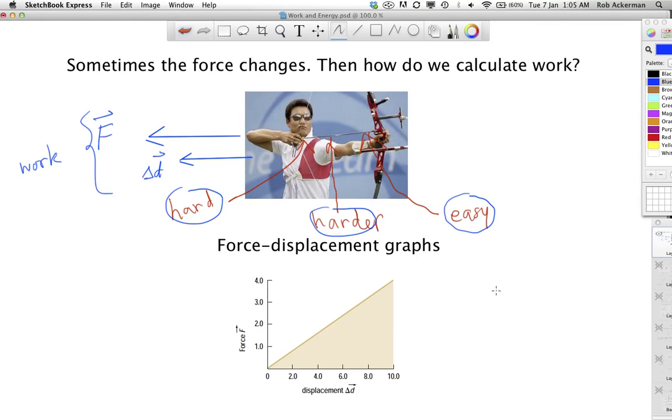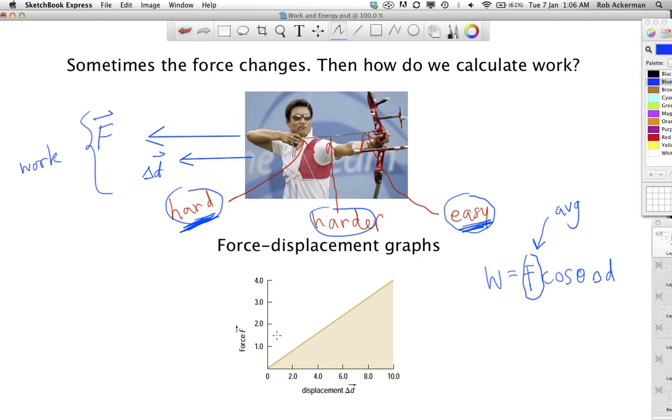Now, in this kind of situation, you can't use the formula F cos theta delta D for the simple reason that the force changes. It goes from a small number to a larger number. So if you were going to use this formula, what number would you plug in here? Would you plug in the smaller number? Well, then you'd be missing all of the work done at the higher numbers. You could put in an average value. That would be okay, but sometimes it's really hard to know the average value.